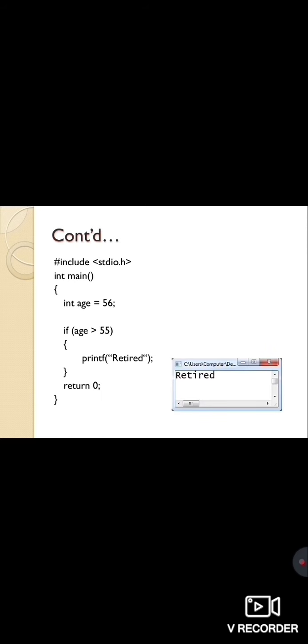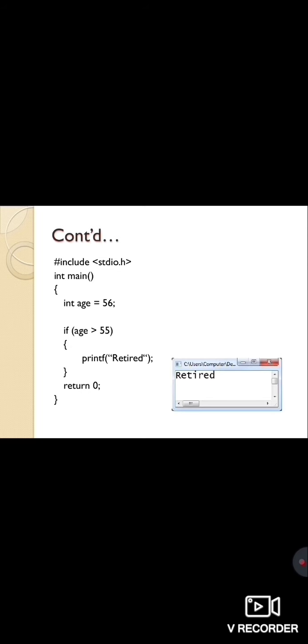For example, here we define an integer variable with the name age, which contains 56. Now if age greater than 55, then printf retired. As the value of the age variable is 56, the condition is true because 56 is greater than 55. So the printf function prints the string retired to the output console.